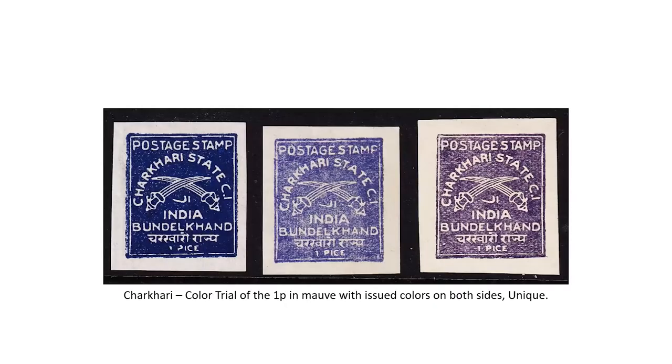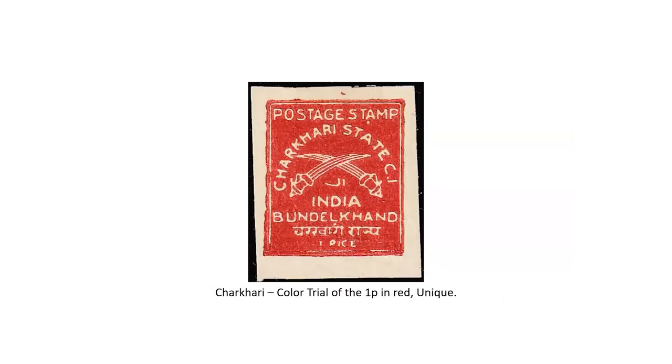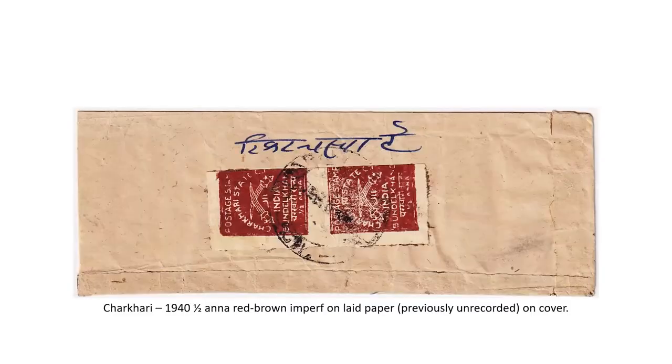Here we have color trials of the one pice from Charkhari with the issued colors on both sides, the left and the right, and the middle one is the color trial, believed to be the only known example in this color. And here we have another color trial of the same denomination in red, also believed to be the unique example. Here we have the half anna red brown on laid paper. And again, this is not recorded as of yet.